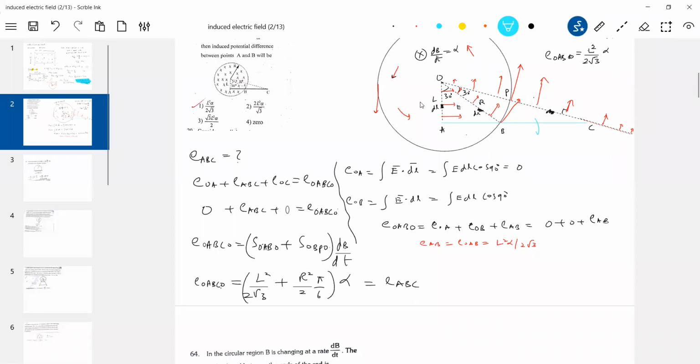I'll write it in some other letter, some other color. No field here. And the field is present in this region. So this is one triangle what you get. The area of triangle BPC should not be taken because there the field is not present.